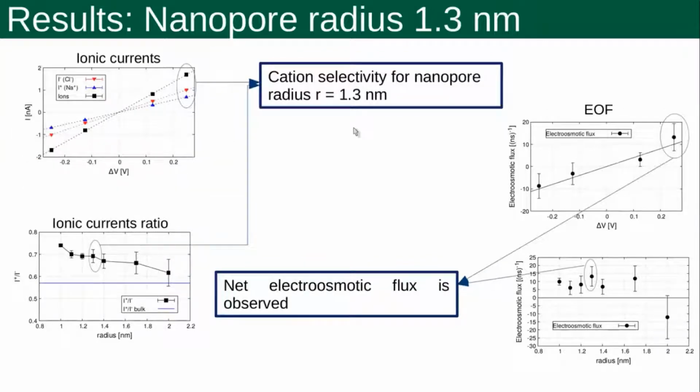A different scenario occurs for smaller pores. Here we have a nanopore with a radius of 1.3 nanometers taken as an example. In this case, the fit line of the electroosmotic fluxes for different voltages suggests to us that there is an electroosmotic flow. In fact, if we compare this with the value of the ionic current ratio, we can see that the cationic selectivity is observed. This result is true for all the nanopores that have a radius smaller than 2 nanometers.